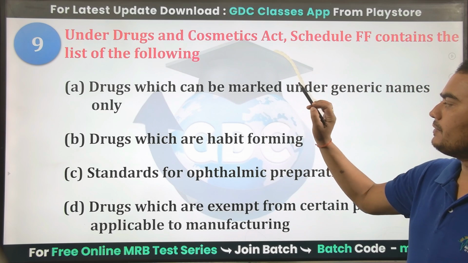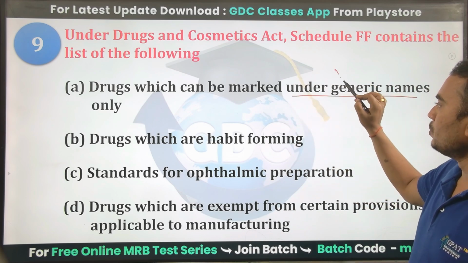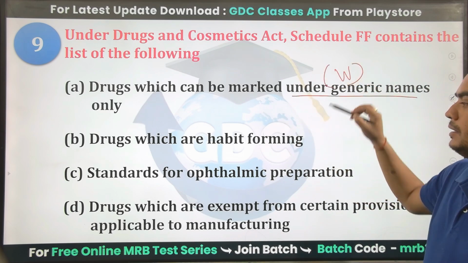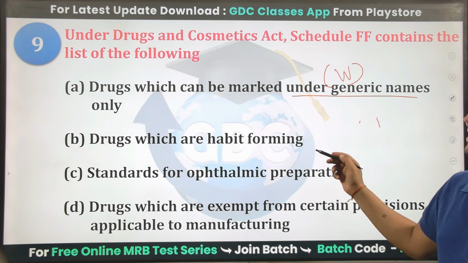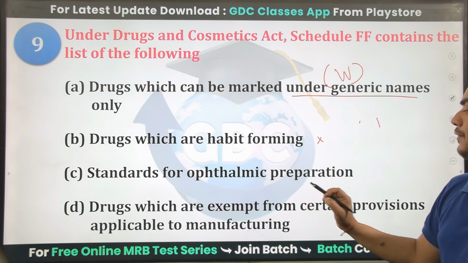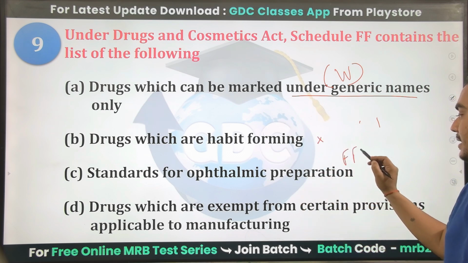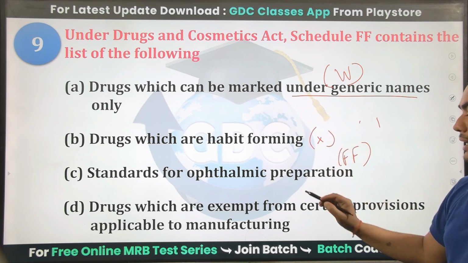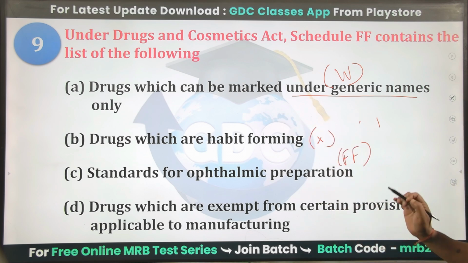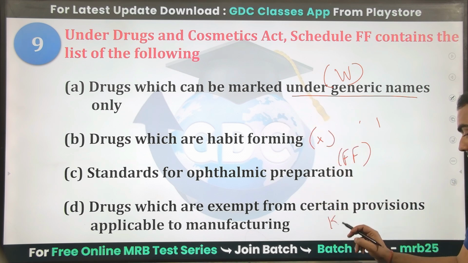Drugs which can be marketed under generic names only are under Schedule W. Drugs which are habit forming are Schedule X. Standard for ophthalmic preparation is Schedule FF. While drugs which are exempted from certain provisions applicable to manufacturing are Schedule K. You all have the names.